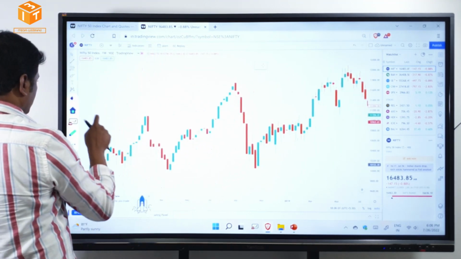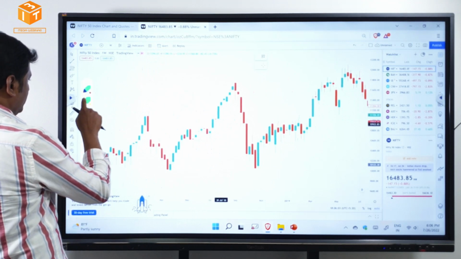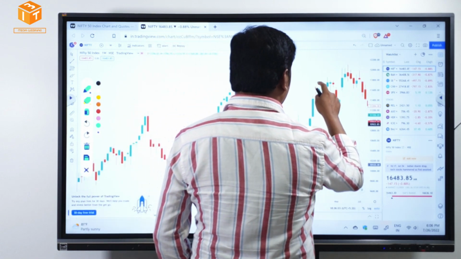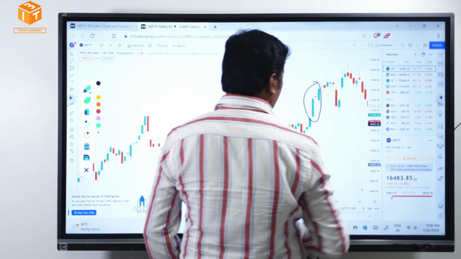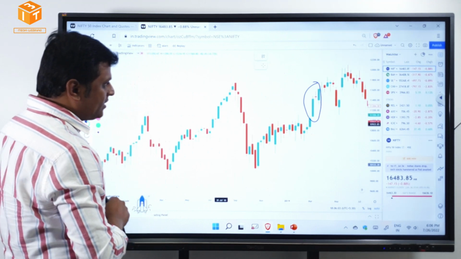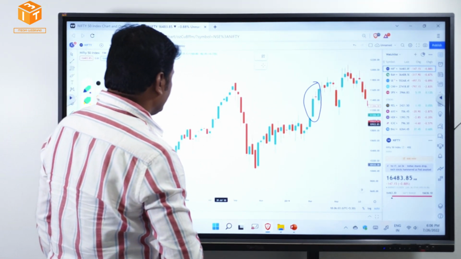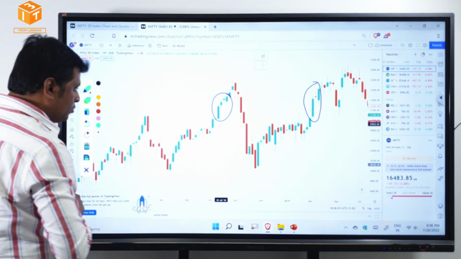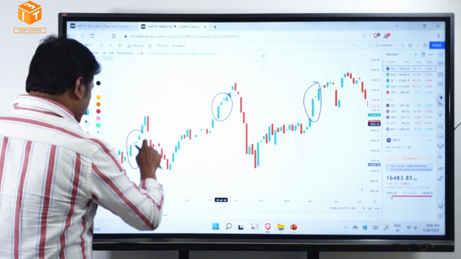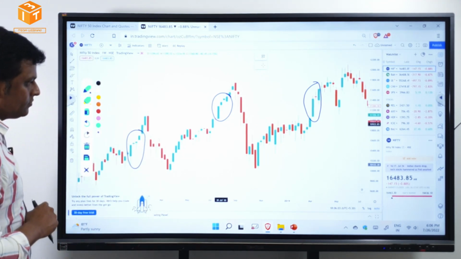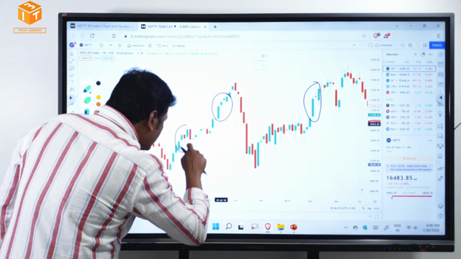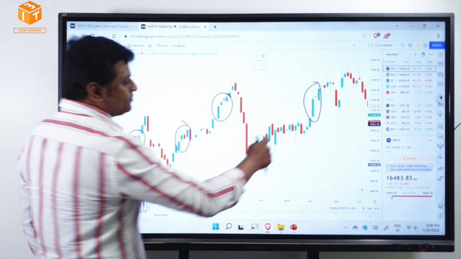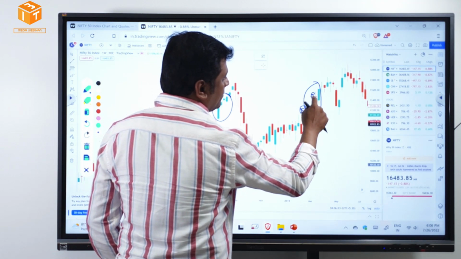See here. Some more. Look at this guy. Is that a beautiful rally, base, rally? Watch it carefully. Look at this guy. Brilliant. This is a cute pattern. This is another cute pattern. This is another cute pattern. Can you make out? Rally, base, rally.